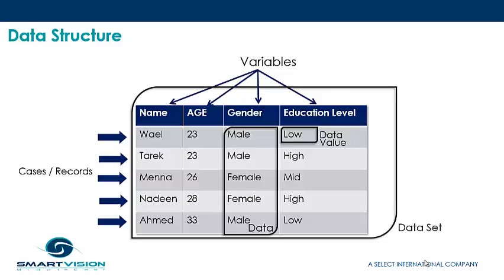Once all the information we have is stored in a structured format like this table, we can name it a dataset. A dataset has rows and columns, and each column contains a set of information for different cases, and we name it variable. Each row represents all information for the same case, and we name it record. Each cell contains a specific piece of information for a specific case, and we name it data value. And finally, all data values under the same variable are called data.